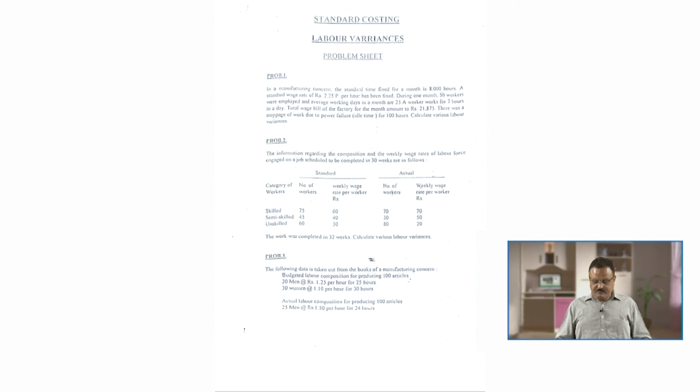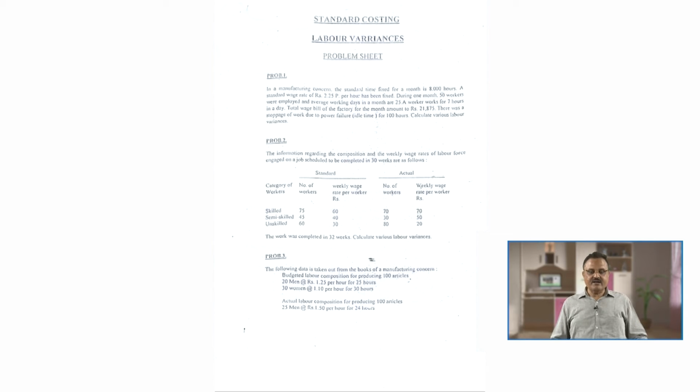So, let us now understand how to calculate the variances if you are given the different types of workers: skilled, semi-skilled and unskilled. Now if you look at this problem number 2, we are given this information here, regarding the composition and the weekly wage rates of the labor force engaged on a job scheduled to be completed in 30 weeks, as follows.